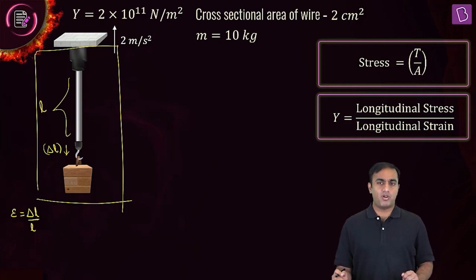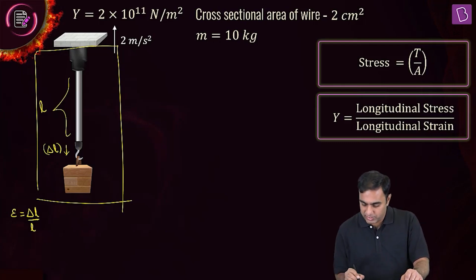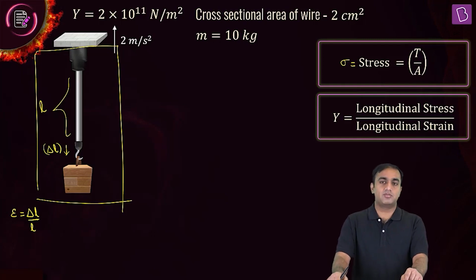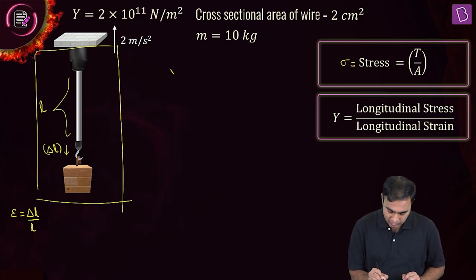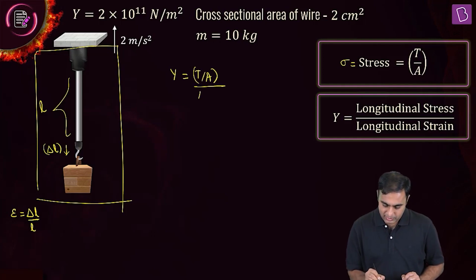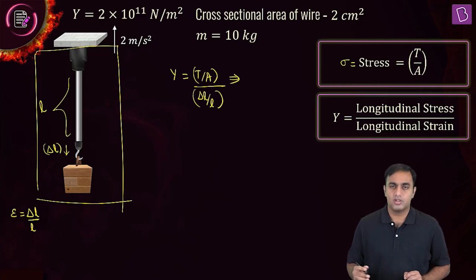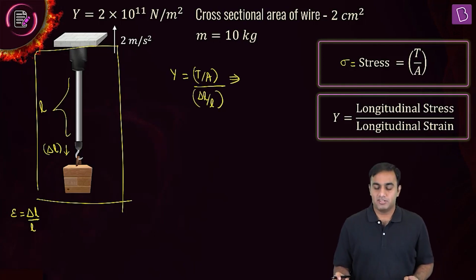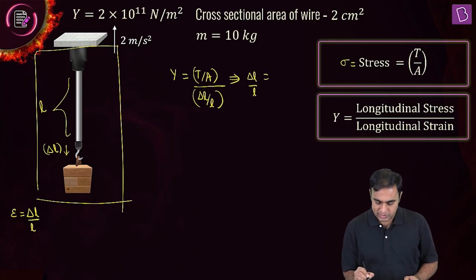It is defined as a ratio of the restoring force produced in the wire, or the tension produced in the wire under these circumstances, to the area of cross section of the wire. If you call the restoring force as tension or T, then it's going to be sigma equals T by A. Now, with this definition, we can write Y for the wire to be T by A divided by delta L by L. So, delta L by L turns out to be T divided by A into Y.